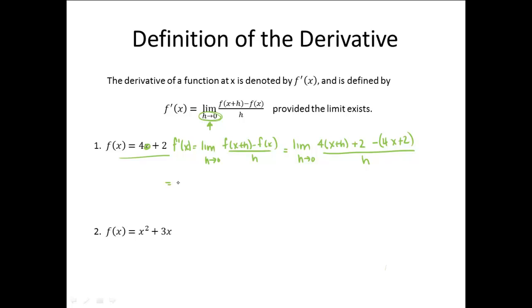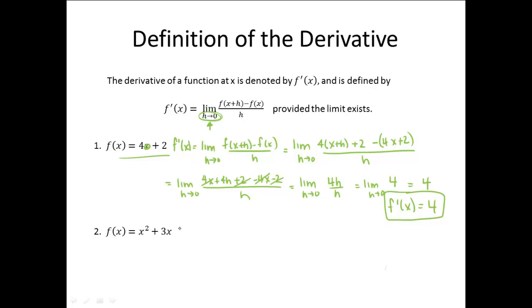And I'm going to start to simplify. The limit as h approaches 0 of 4x plus 4h plus 2 minus 4x minus 2 all over h. That was me distributing the 4 and the negative sign. Cleaning it up. The limit as h approaches 0, my 4x's cancel, my 2's cancel, and I'm left with 4h over h. I'm going to reduce. The limit as h approaches 0 of 4. We know that when we take the limit of a constant, the answer is the constant. So I could write my answer as f prime of x equals 4.